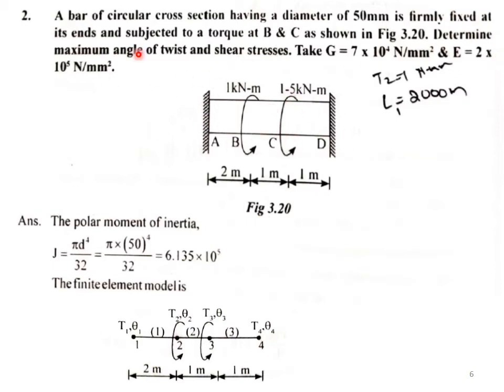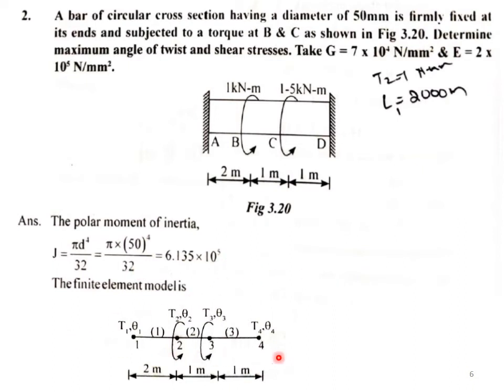So this is a uniform cross sectional bar. You can see different lengths are given at the 4 points A, B, C and D. At point B it is subjected to 1 kilonewton meter and at point C it is subjected to 1.5 kilonewton meter. The polar moment of inertia J is pi into 50 to the power of 4 by 32. It is the same for the entire problem because it is of uniform cross section. It is 6.135 into 10 to the power of 5.